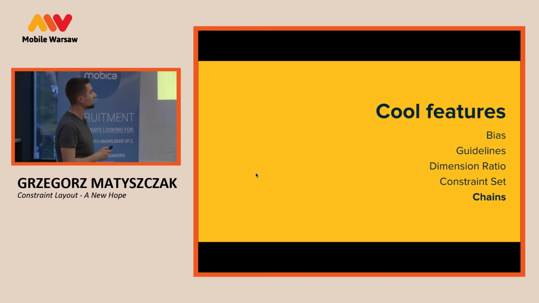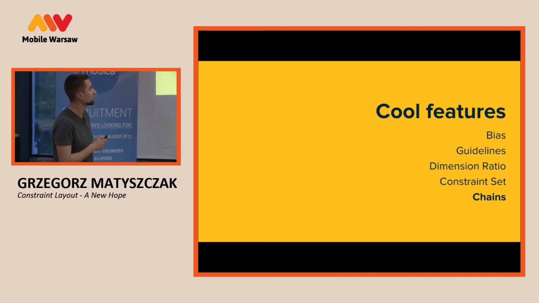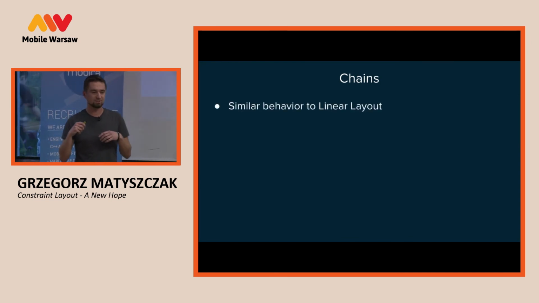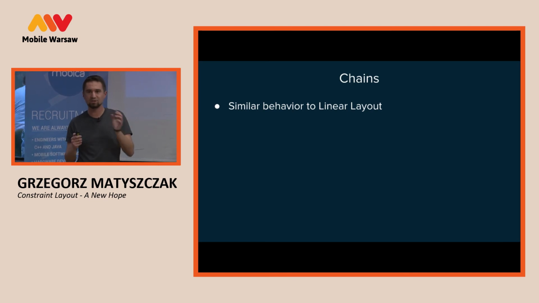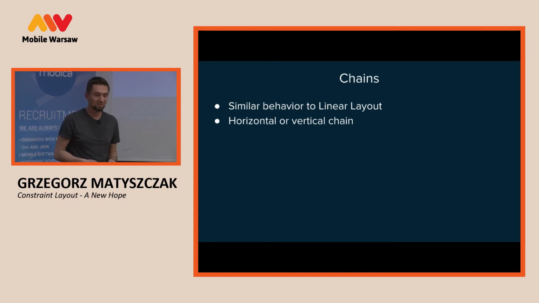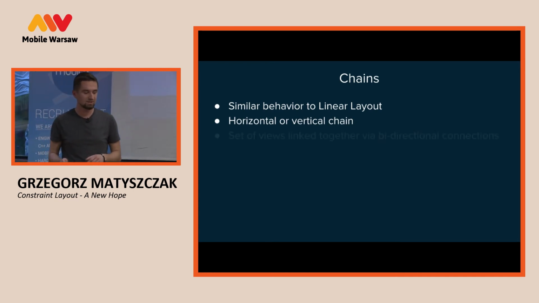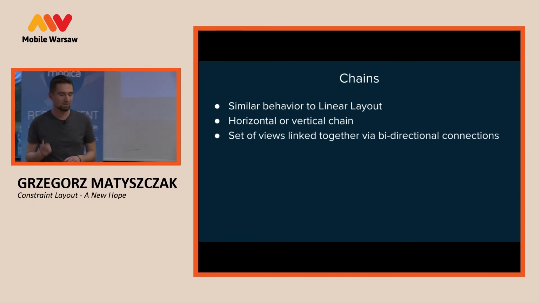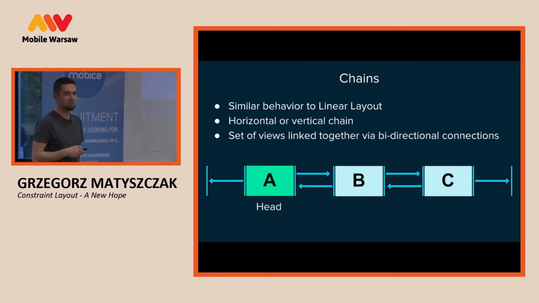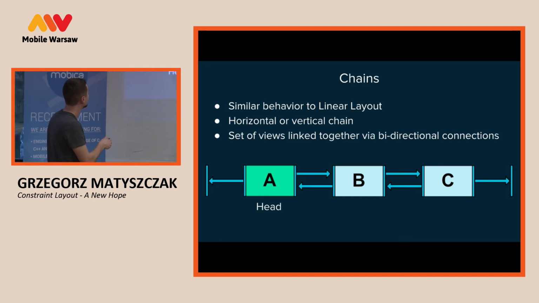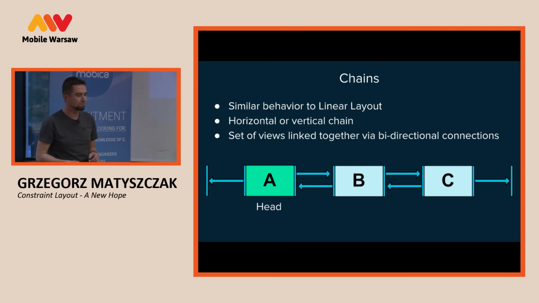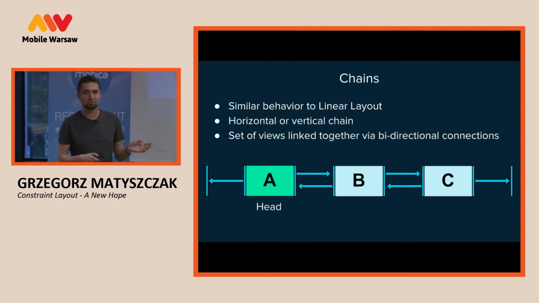And the last feature I would like to go through is chains. So what are they? You should consider it as similar behavior to linear layout. It's like you put a linear layout inside the constraint layout, but without any nesting. And we can have horizontal or vertical chains. Basically, it's just a group of views that are connected to each other with bidirectional connection. So we always have a head of the chain, which is the leftmost or the topmost view of the chain, and the other views that are connected with each other bidirectionally.